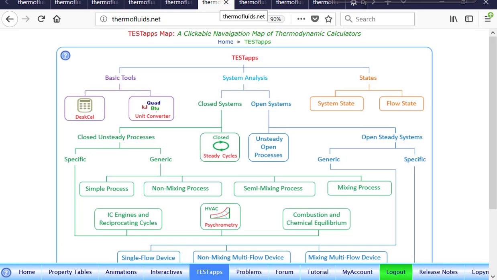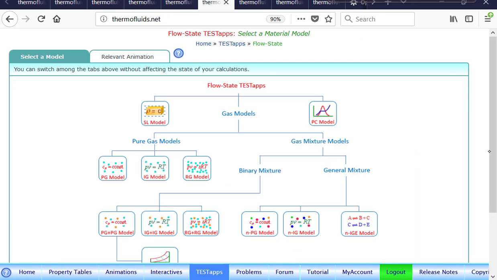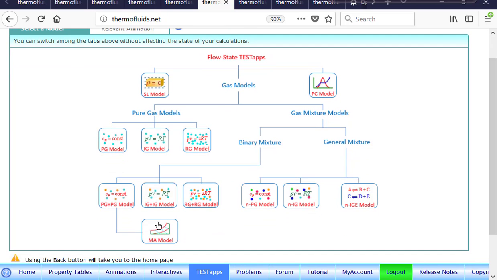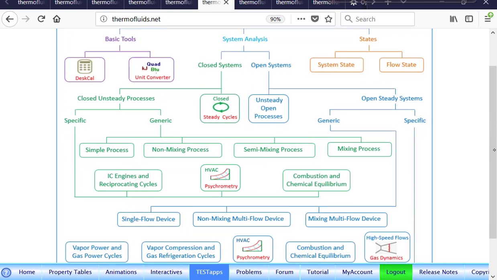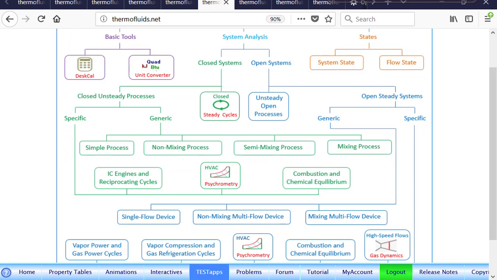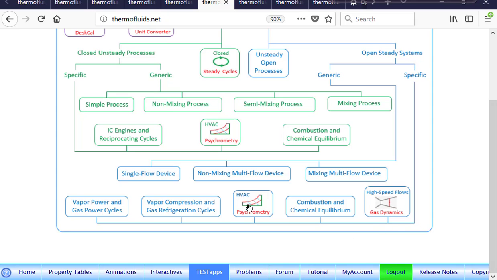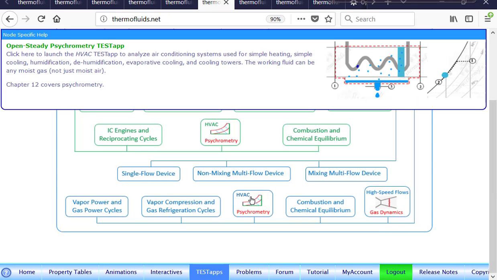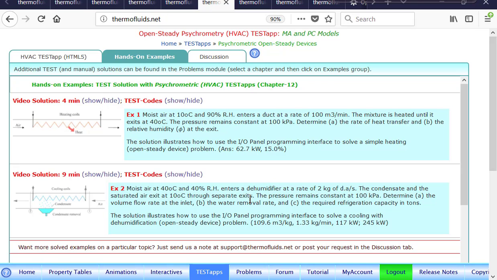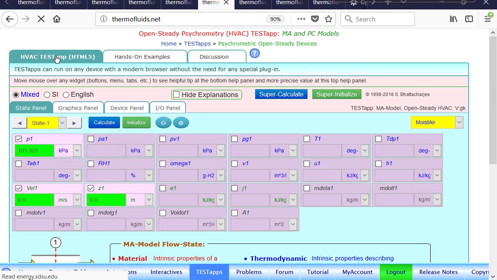First of all, if we are just interested in a flow or system state, we can open up the MA model, that's the moist air model, to find properties. But to solve a system problem, we'll follow the system analysis open branch, specific branch, and here is the HVAC psychrometric test step. There are a few video problems already solved here. So I'll just quickly set up an arbitrary problem to show how easy it is to solve a psychrometric problem using this test step.